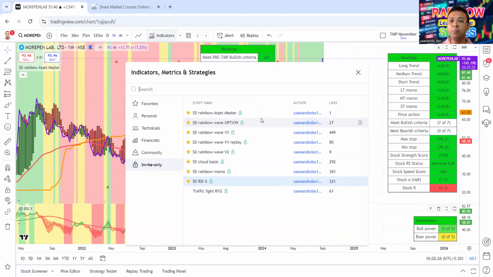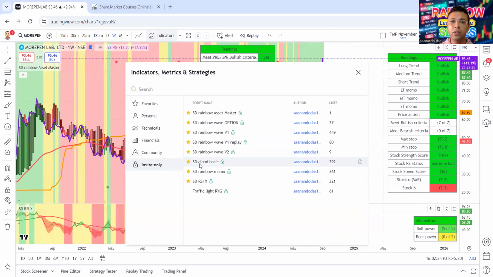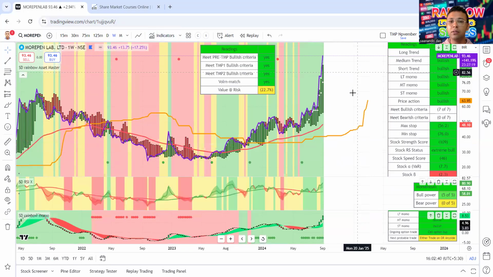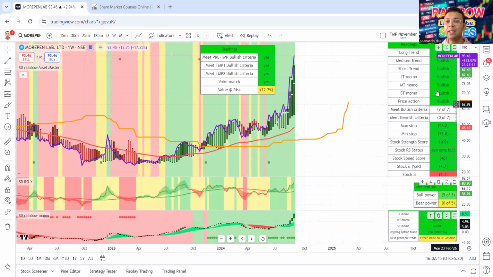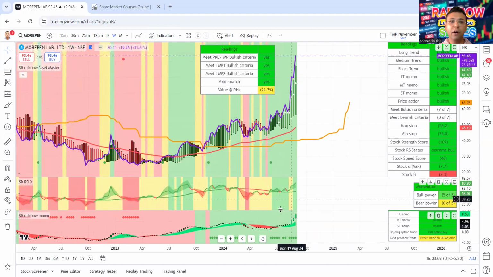In addition to that, some people also like to apply the SD Rainbow Momo. Indicators, SD Rainbow Momo, apply. This is another third indicator which can be applied though its reading is already available within the 12 factor. ST Momo, MT Momo and LT Momo. But if anyone wants to take a reference, this is a good time to take a reference. Okay, this is the fountain of gold setup. First in the weekly chart.